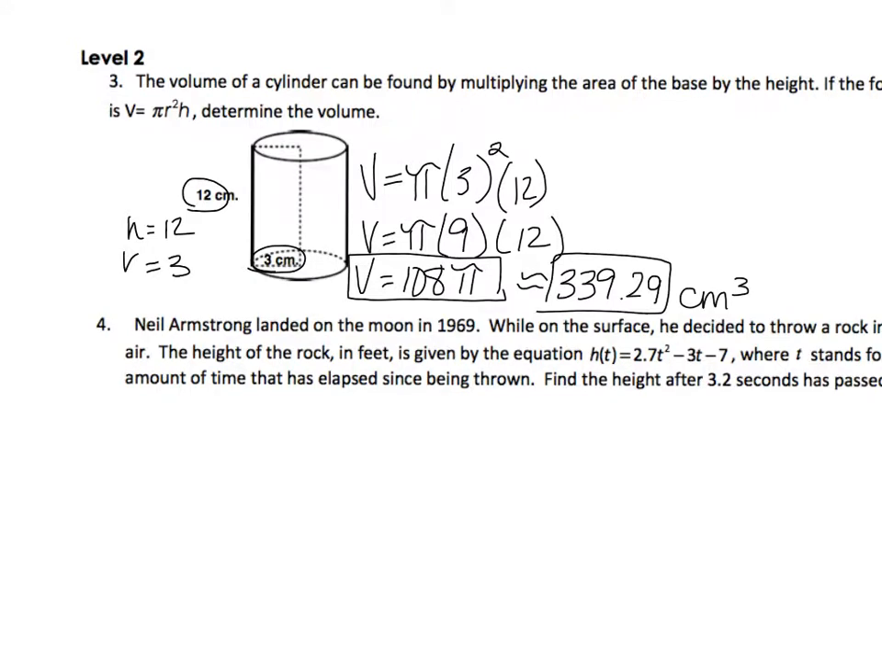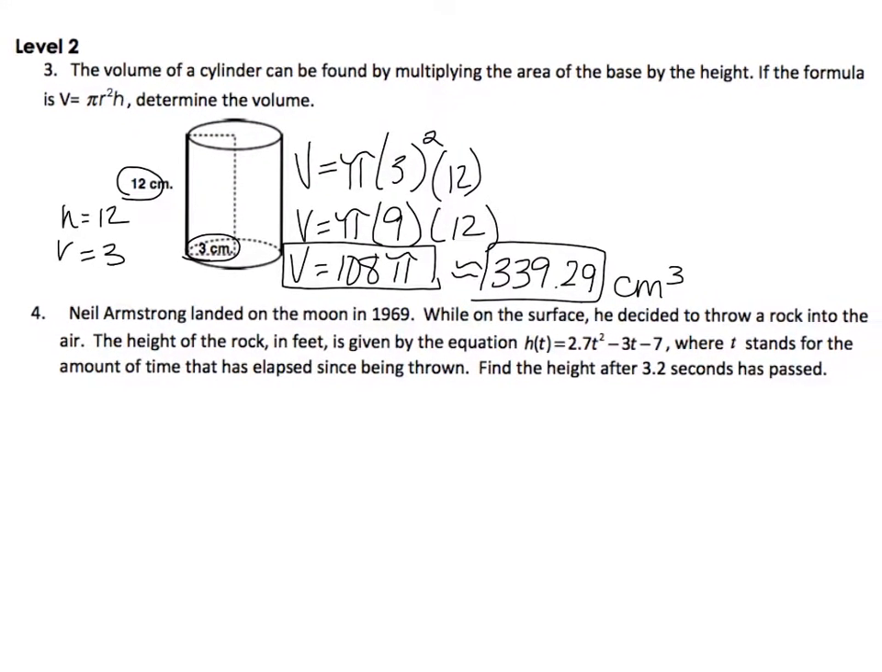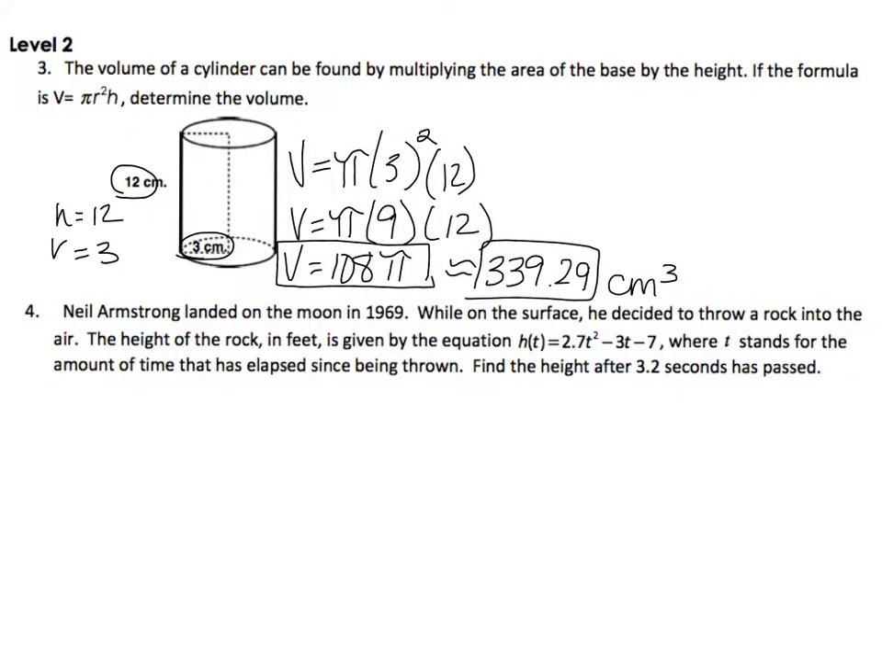Number 4, it says Neil Armstrong landed on the moon in 1969. While on the surface, he decided to throw a rock into the air. The height of the rock in feet is given by the equation h of t equals 2.7 t squared minus 3t minus 7, where t stands for the amount of time passed. That's very important. Find the height after 3.2 seconds have passed.